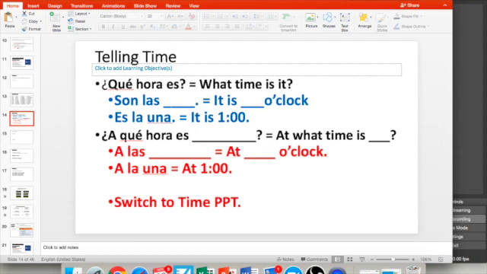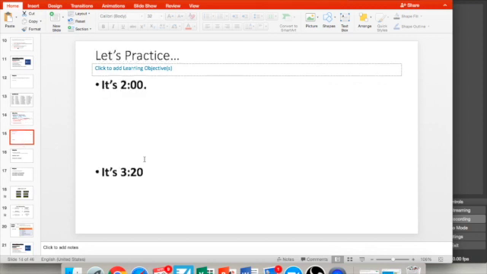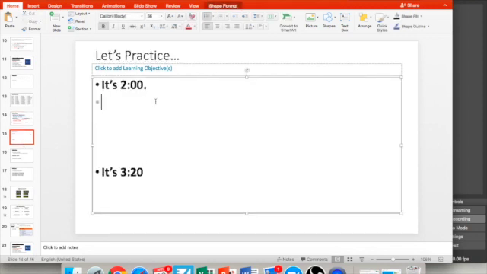So for right now, we're just going to focus on the blue, though, how to say that it is a certain time. So again, es la or son las. If you're looking here at this expression, it says that it's 2 o'clock. So first you have to decide, well, am I going to use es la or son las? Well, it's 2 o'clock. It's not 1, so we can't use es la.